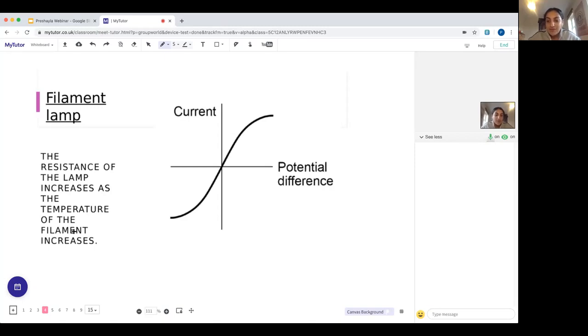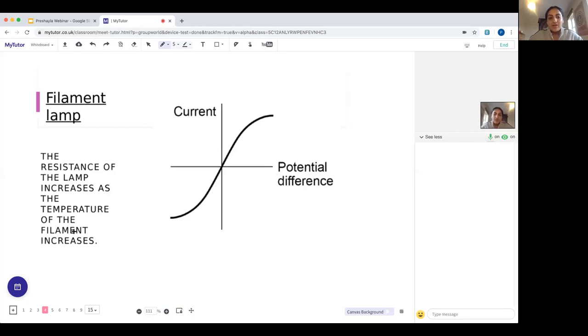So if the temperature of the filament increases, then the resistance also increases. Okay, so it's slightly different to a fixed resistor in the sense that it now depends on temperature. It's not all just about V equals IR. Here we have temperature coming into the equation.